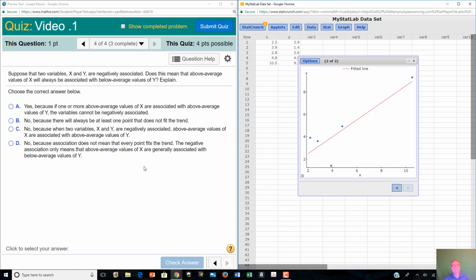Let's read this again. Association does not mean that every point fits the trend. The negative association only means that above average values of x are generally associated with below average values of y. Now it just says, because of the word generally here, so it's going to be D. So you have to read the questions very carefully. Alright, so that takes us through some examples for Chapter 4, Section 4.1.